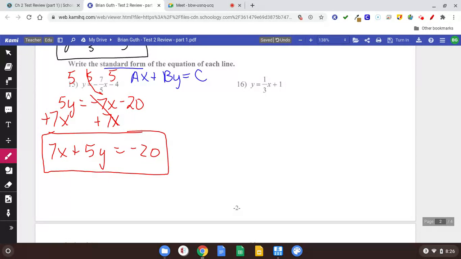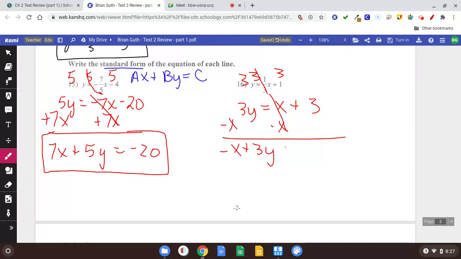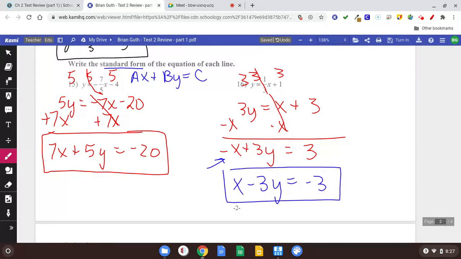Looking good. The next one, if you do the same thing, let's multiply by 3 to get rid of that fraction. We'd have 3y equals 1x, or just x plus 3. And then we can subtract the x over to get my variables on the left side. I have negative x plus 3y equals 3. And that looks like standard form, but remember, we're not allowed to have that first number be negative. So all I'm going to do is multiply by negative 1, and change all the signs. So it doesn't even really look like you did anything, just change all the signs. X minus 3y equals negative 3. There you go.